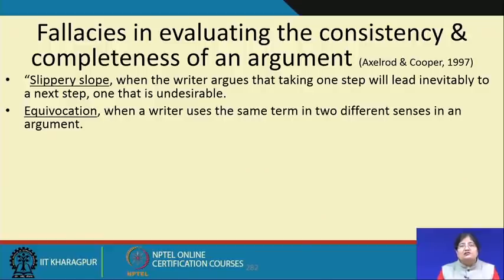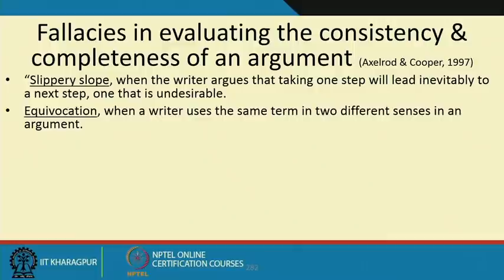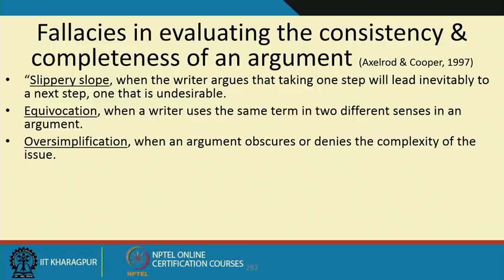Then equivocation is when a writer uses the same term in two different senses in an argument. So, the same term is used with two different meanings in the same argument, and that is equivocation. The reader is led to believe that the writer probably does not know what he or she is talking about that well.